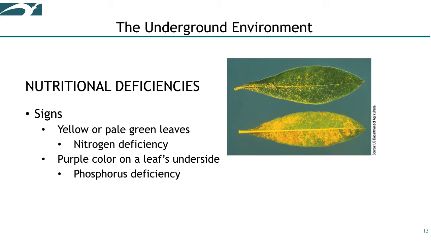The underground environment continues to be complex, so you might have nutritional deficiency within the soil. Some of the signs you want to look out for will be yellow or pale green leaves. That indicates nitrogen deficiency. Purple color on the leaf underside will tell you about phosphorus deficiency.